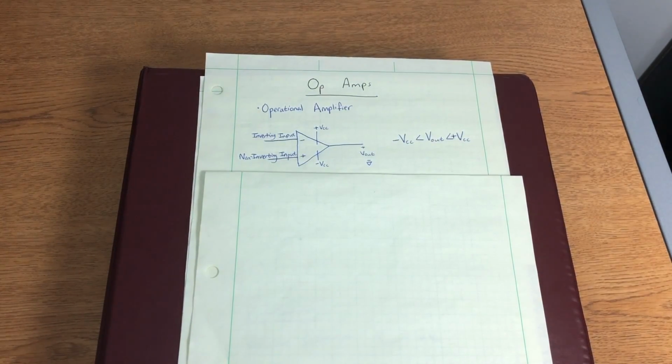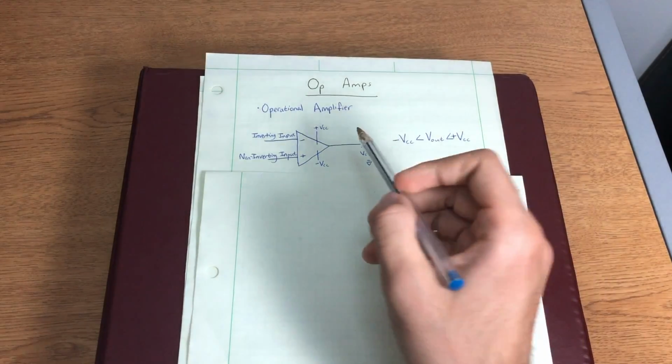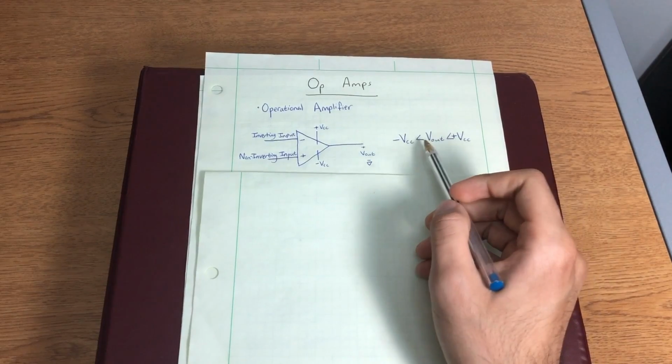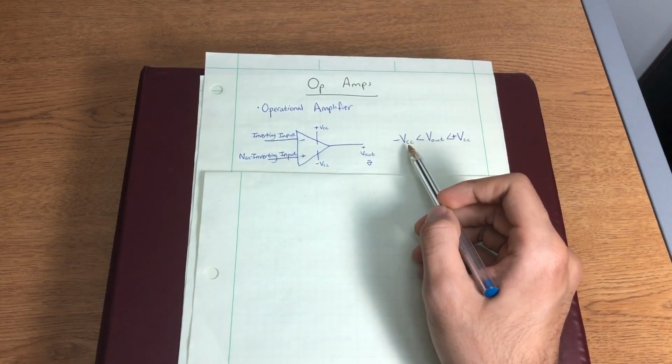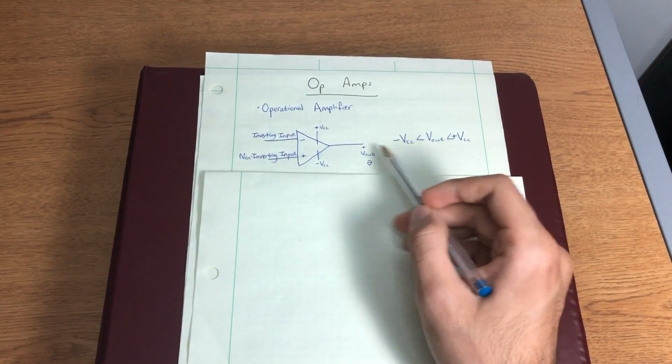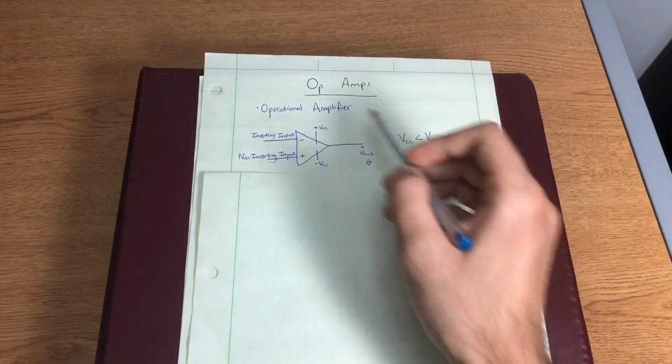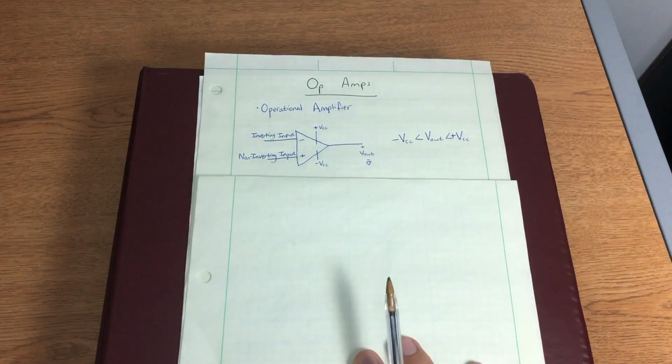An important thing to note is that our output voltage must always be in this range. Namely, our output voltage must always be greater than negative VCC, our lower supply voltage, and must always be less than positive VCC, our positive supply voltage.